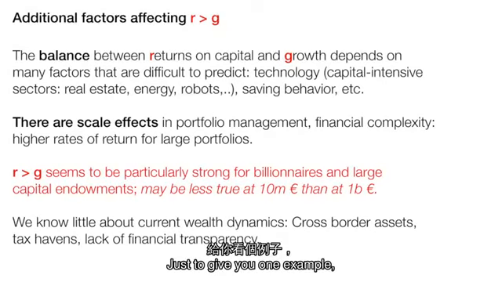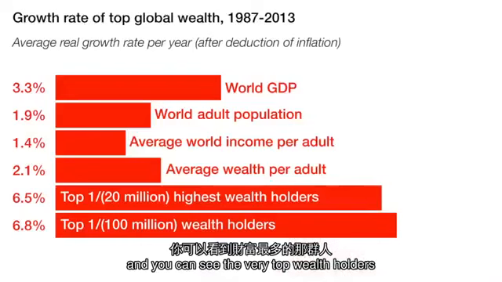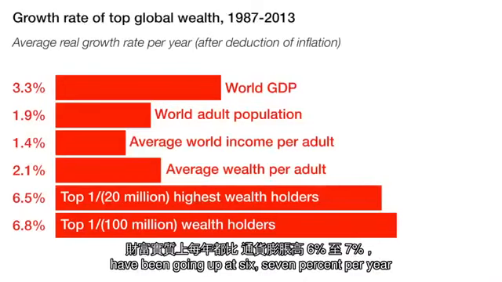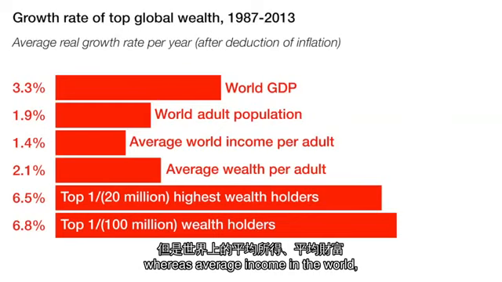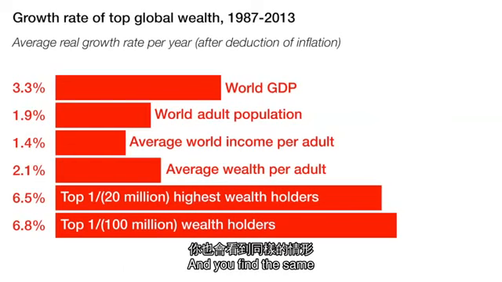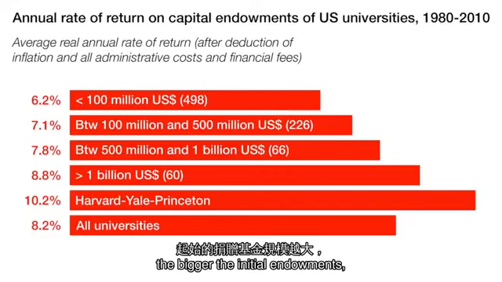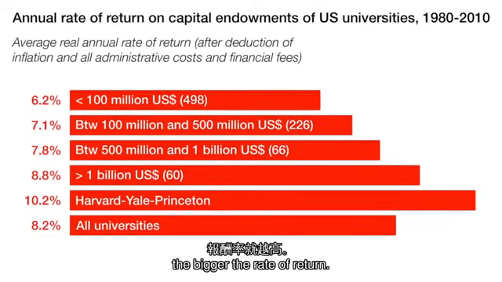Just to give you one example, this comes from the Forbes billionaire rankings over the 1987-2013 period, and you can see that very top wealth holders have been going up at 6-7% per year in real terms, above inflation, whereas average income in the world, average wealth in the world have increased only at 2% per year. Okay? And you find the same for large university endowments. The bigger the initial endowments, the bigger the rate of return.